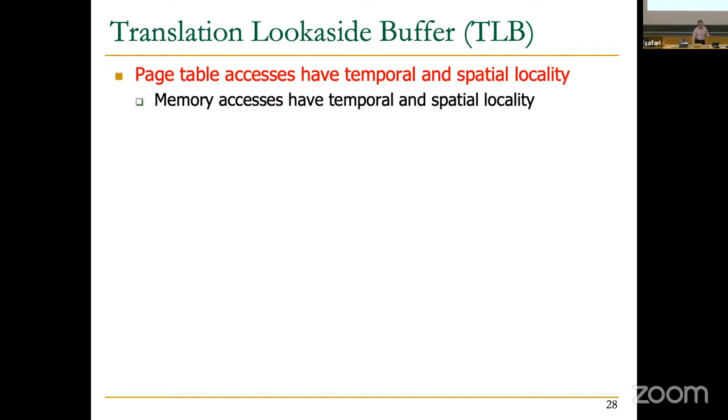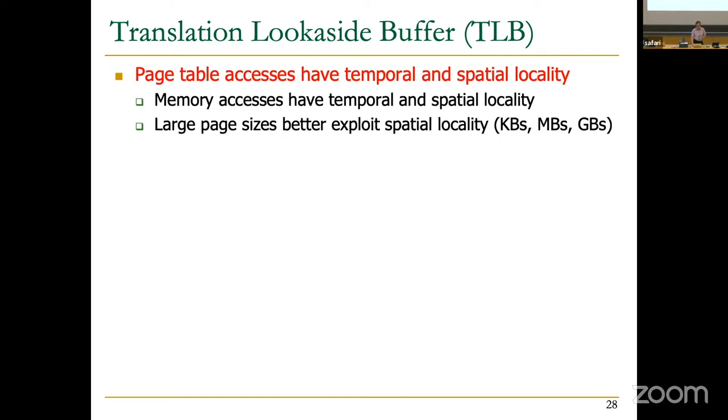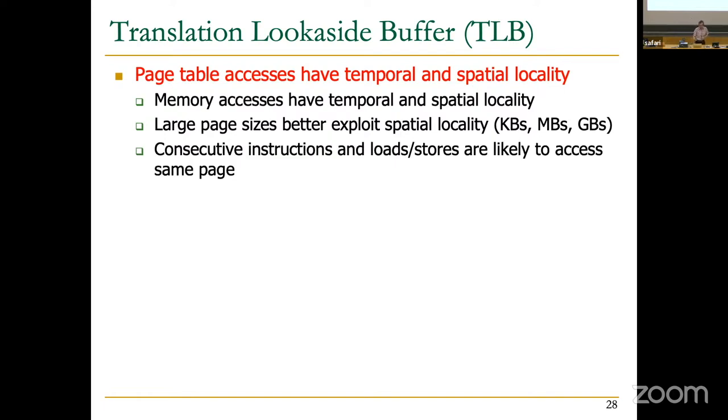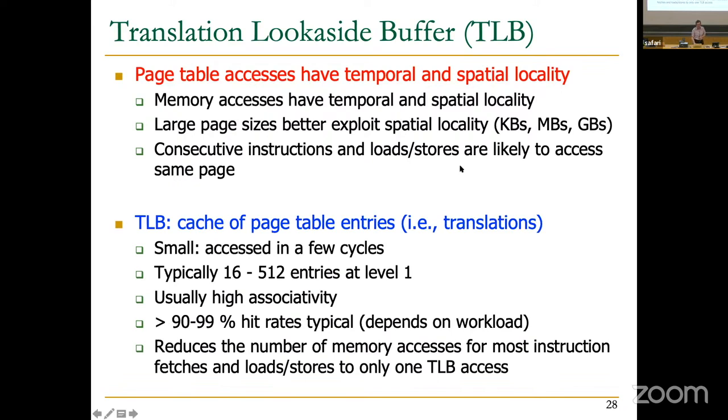Okay, so this is the reason basically, because memory accesses have temporal and spatial locality. And large page sizes clearly exploit spatial locality better, just like we saw in caches, large block sizes. Remember that picture that I showed you yesterday? Page is equivalent to block. Essentially, if you have a gigabyte page and if you have very good spatial locality, your TLB hits most of the time, right? Okay, and consecutive instruction fetches, loads and stores are likely to access the same page. We already discussed this. So TLB is a cache of page table entries, in other words, translations.